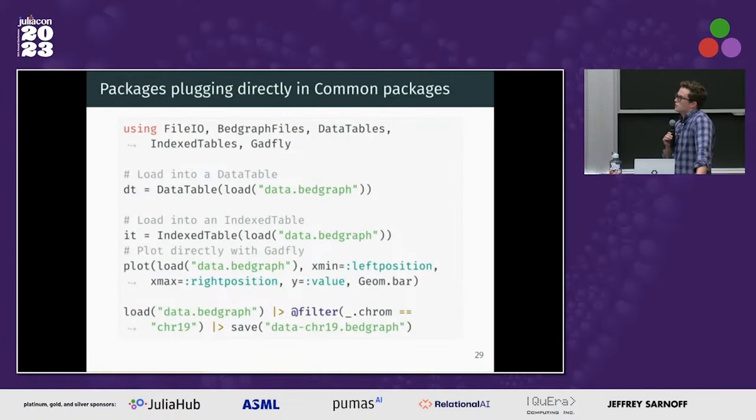The other thing that I thought was cool in Julia is it seems like the packages plug in better than other ecosystems. I thought this was a good example from the BedGraph files package that they had. You can just load it into a data table out of the box. It just works because it implements the same interface. You can also load it into an index table because it uses the same interface. And then you can plot it directly with Gadfly because, again, of the interface. It also works with Query down there, as most of the BioJulia packages that load these various things do. So you can start using the filter macros, for example, and just save it. And it all works together nicely.